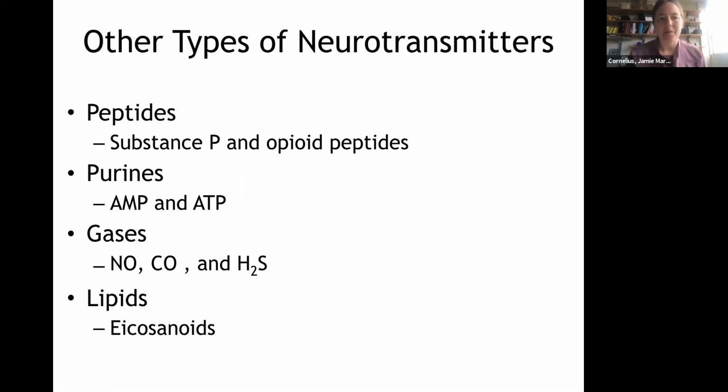Other types of neurotransmitters, there are peptides, purines, gases, and lipids, all that can have neurotransmitter functions. Some of these are super ephemeral, like gases, so they're present for sometimes the order of milliseconds or seconds, like nitric oxide, but can still have really potent impacts on physiology and neural function.